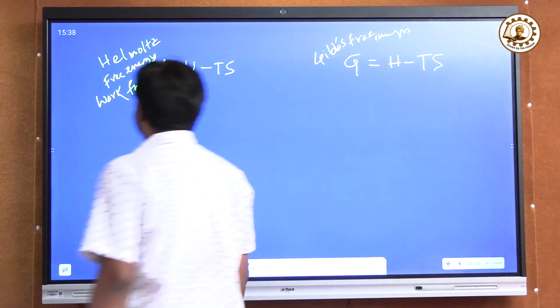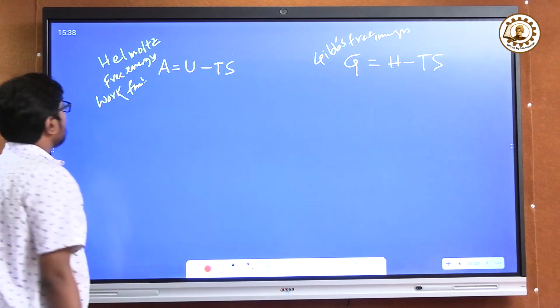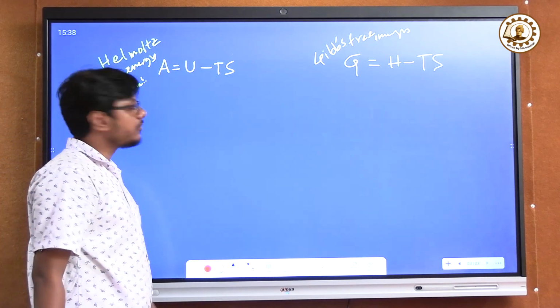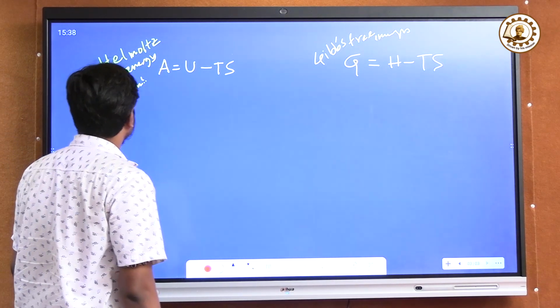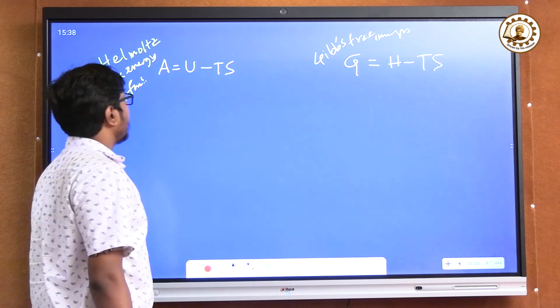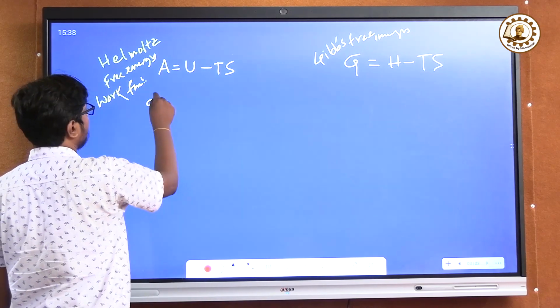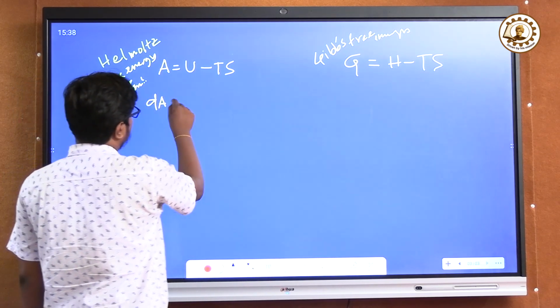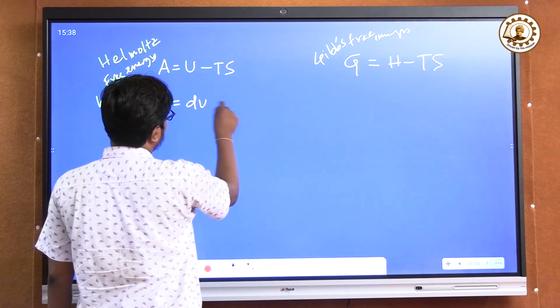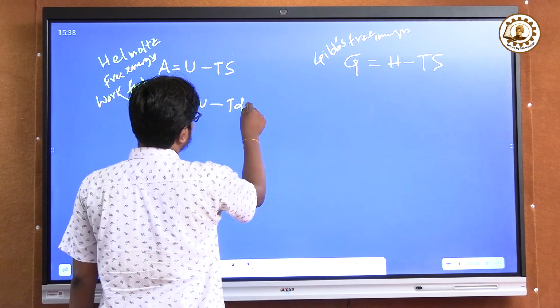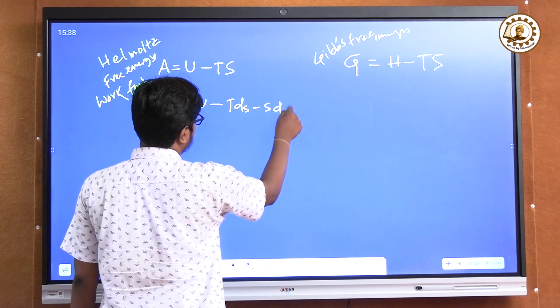Here, we all know that Helmholtz free energy, which is also known as work function, can be expressed as A = U - TS. Now, if we differentiate, this is dA = dU - TdS - SdT.